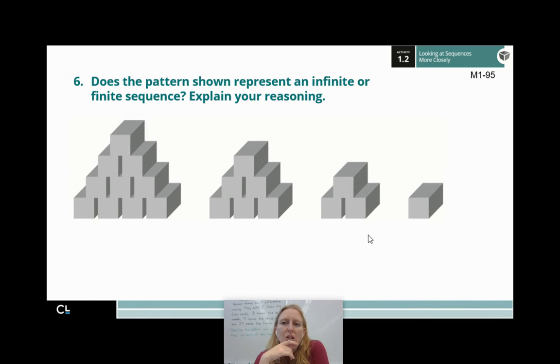And so can you just take a look at this on page 95? Does the pattern shown represent an infinite or finite sequence? And just explain your thinking on that. Go ahead and hit pause, write it down, hit play to check your work.